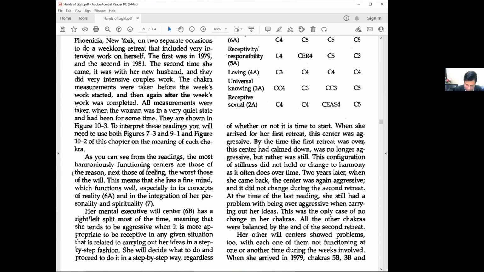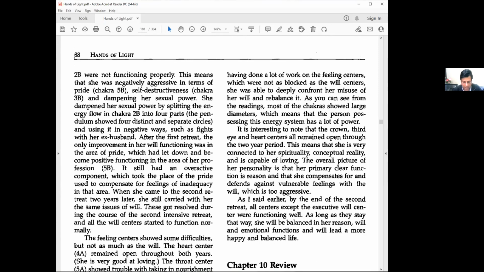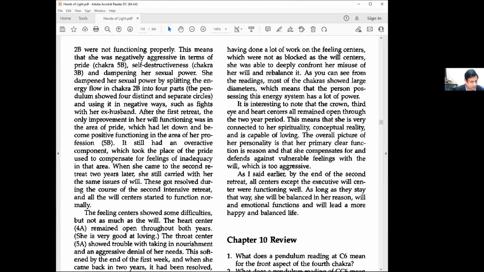Her other will centers showed problems too, with each of them not functioning at one or another time during the weeks involved. When she arrived in 1979, chakras 5B, 3B, and 2B were not functioning properly. This means that she was negatively aggressive in terms of pride, chakra 5B, self-destructiveness, chakra 3B, and dampening her sexual power. She dampened her sexual power by splitting the energy flow in chakra 2B into 4 parts. The pendulum showed 4 distinct and separate circles.